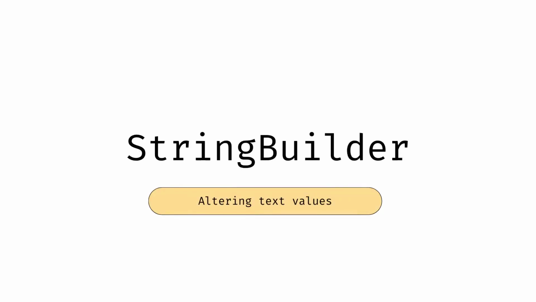As you know, the String class in Java is an immutable class, which means that once you create a String object, you cannot change the value of the string. This can be limiting if you need to build a string by concatenating multiple smaller strings together. That's where the StringBuilder class comes in.